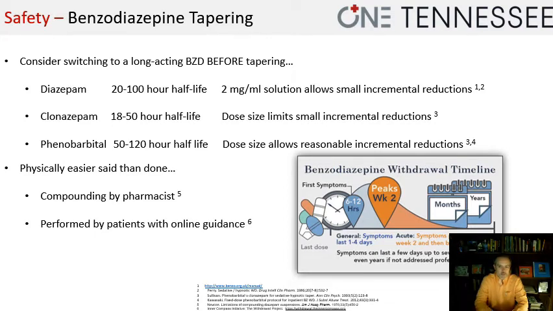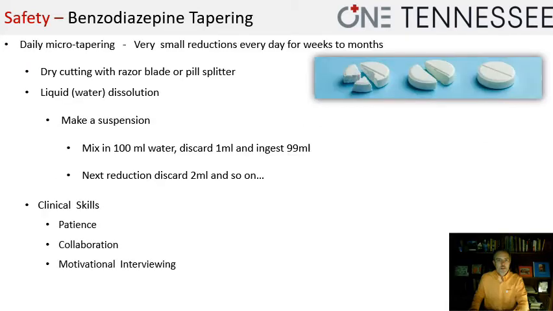Some suggested ways for tapering. There's daily micro tapering, and that's very small reductions every day for weeks to months. Ways to do that: you can do dry cutting with a razor blade. I recommend using a pill splitter over a razor blade. Pill splitters can be found at any pharmacy and they'll help you split those tabs reliably and more consistently.